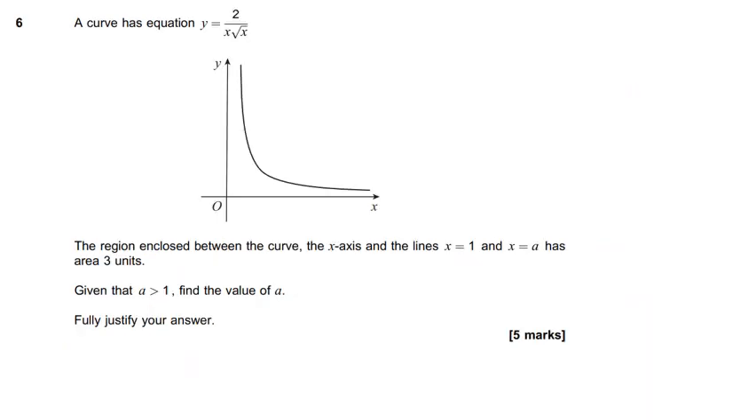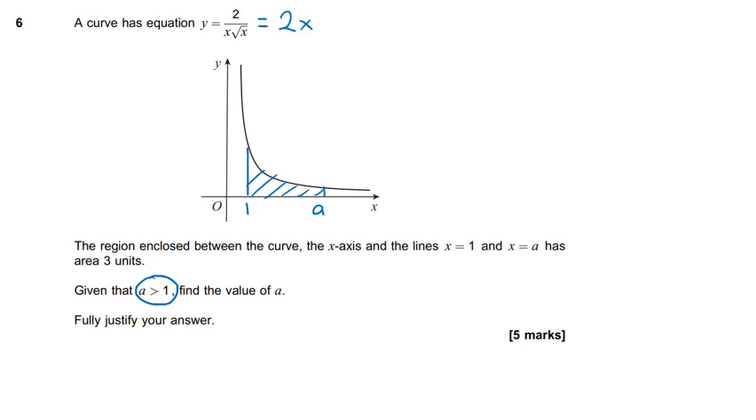Question 6. A curve has this equation, find an area under an axis. Basically, it's just quite simple. So between x equals 1 and x equals a, and we're told that a is greater than 1, so a is to the right of it. So we want to find this basically. First of all, just note that it's written more complicated than it needs to be here.